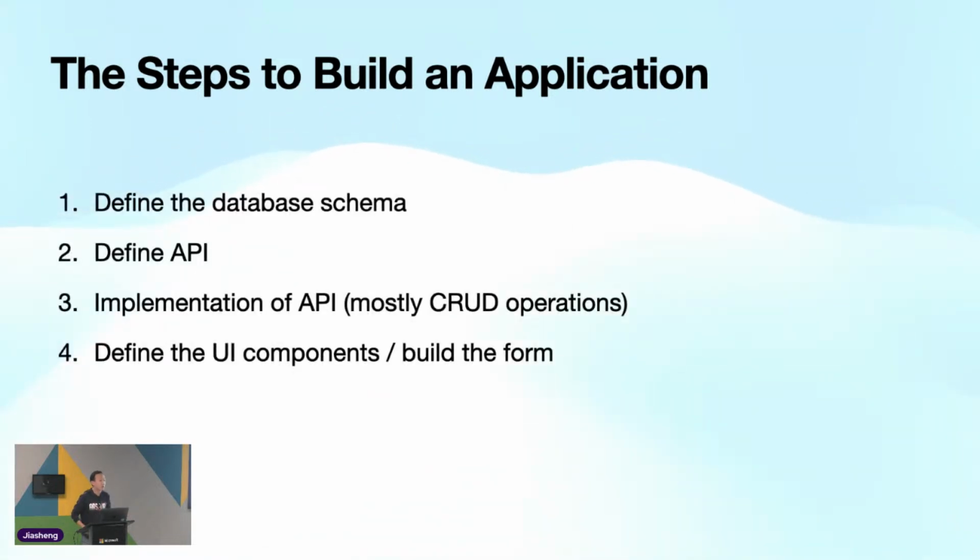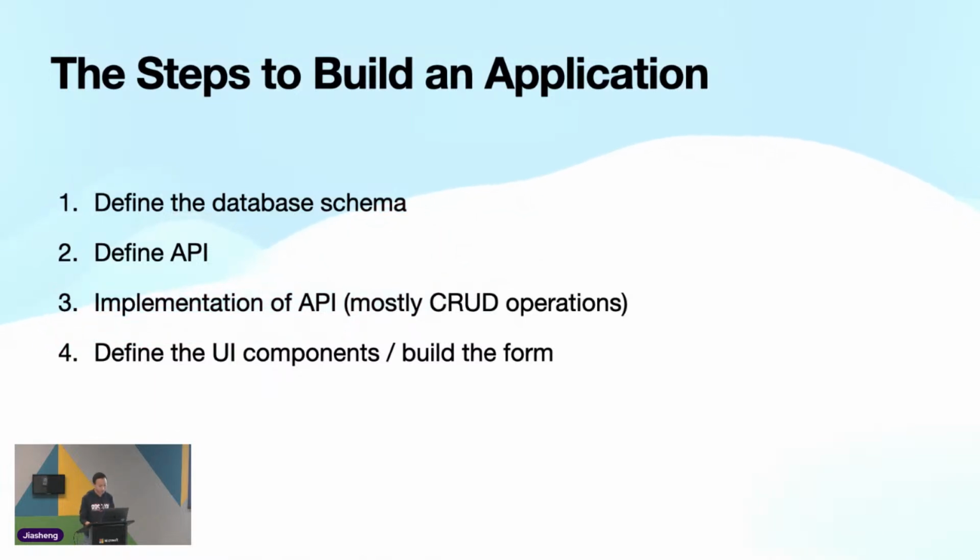So this is a very simplified version. At least I think you need these four steps. The first, definitely, is to define your database schema. The second is to define the API. It could be RESTful, it could be GraphQL, or even tRPC. Anything you want, you choose. The third is the implementation of the API, and mostly it's just CRUD operations. And the last one, after the three steps are ready, you can write your UI components, build the form, talk to the backend, and probably that's all the steps we need.